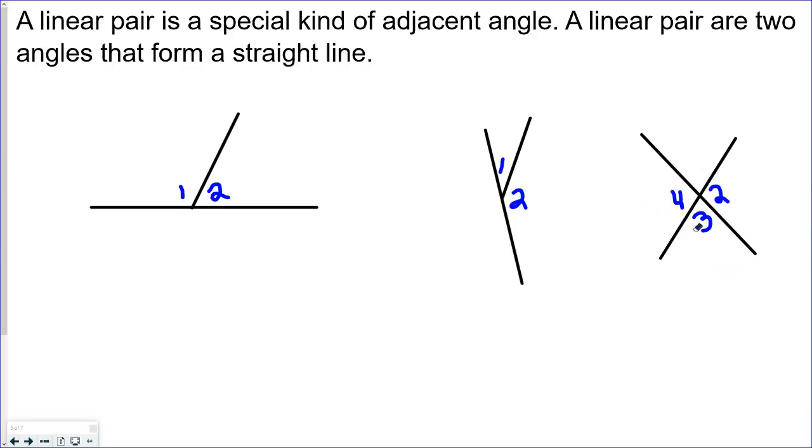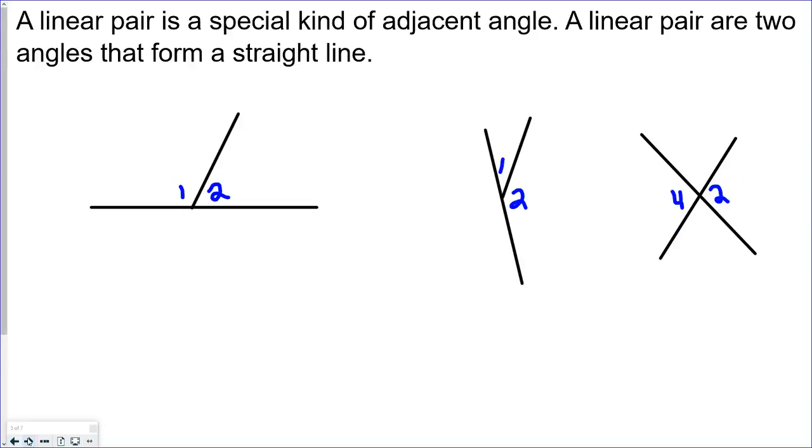But be careful because 4 and 2, they don't make a linear pair. If I get rid of 3 here, they don't make a linear pair, but they are vertical because they make that X pattern with their sides. So 4 and 2 would not be adjacent. They would not be a linear pair, but they would indeed be vertical.